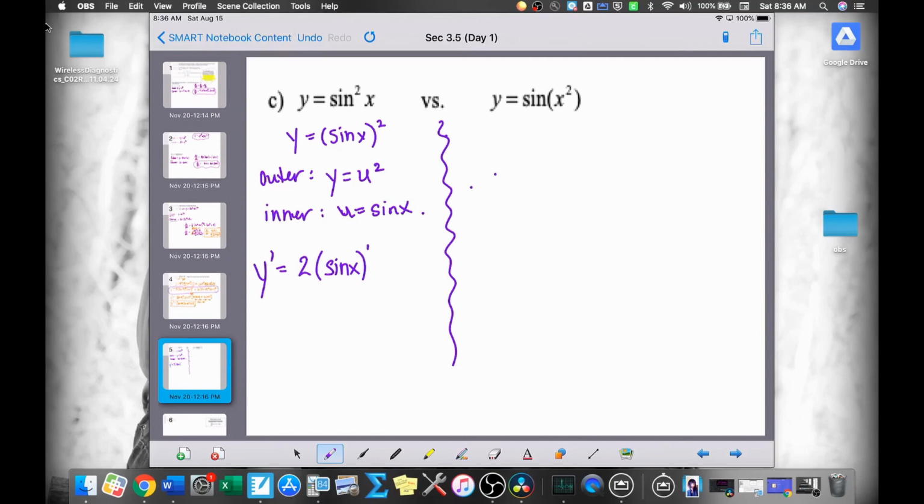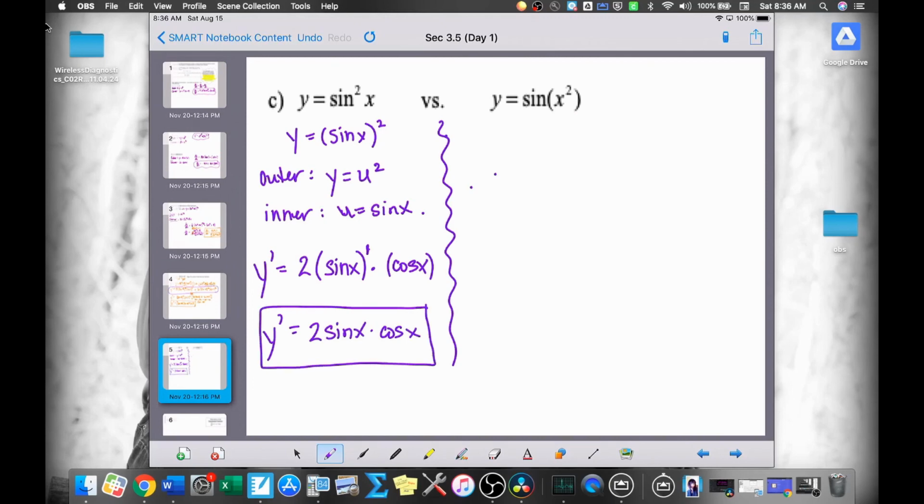We don't usually write it, but because we're doing chain rule, we're going to write it on this step. And then I have to multiply by the derivative of the inner function, and the derivative of sine x is cos x. So my answer is y prime is 2 sine x times cos x. That is the derivative of sine squared x.